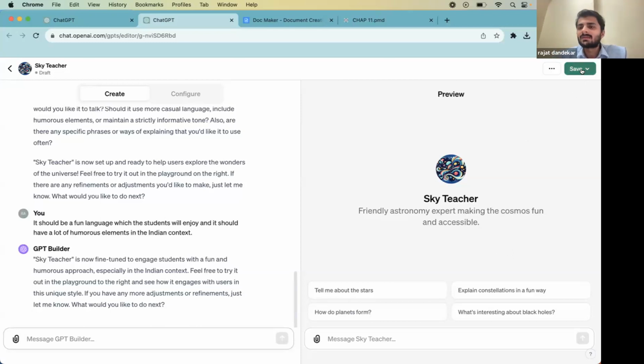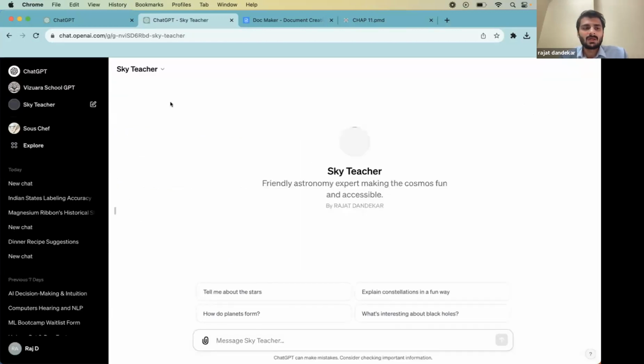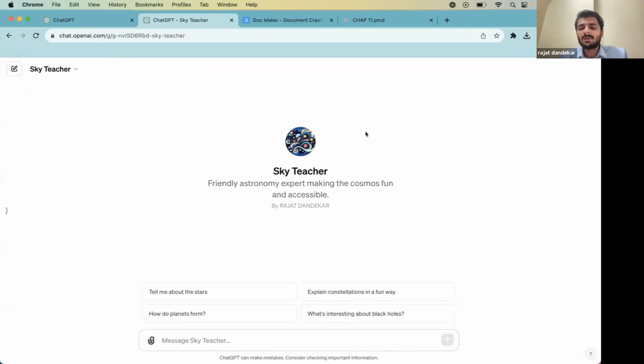Okay, so at the top, you can see there is an option of save. I can say public here, and I can say confirm. After I do this, there will be a link which will be generated. Okay, so now this is the Sky Teacher which is there with me. If you share this with people, they'll be able to see something like this. Now as a student, let's see how different this is.